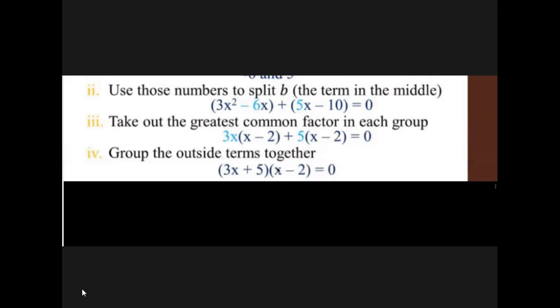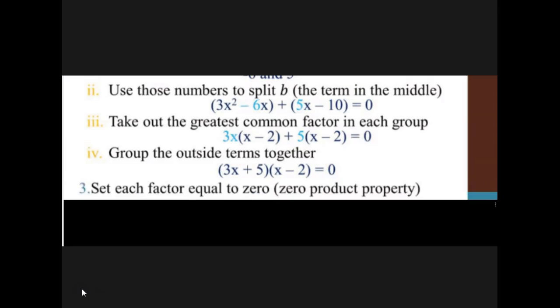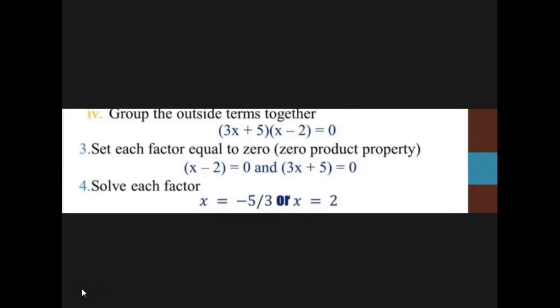After we've taken out that GCF, then we set it up as two binomials set equal to 0. And now is the new part where we set each factor equal to 0 using the zero product property. So that means that 3x plus 5 and x minus 2 are both equal to 0 now. And my solutions are x equals -5/3 or x equals 2.